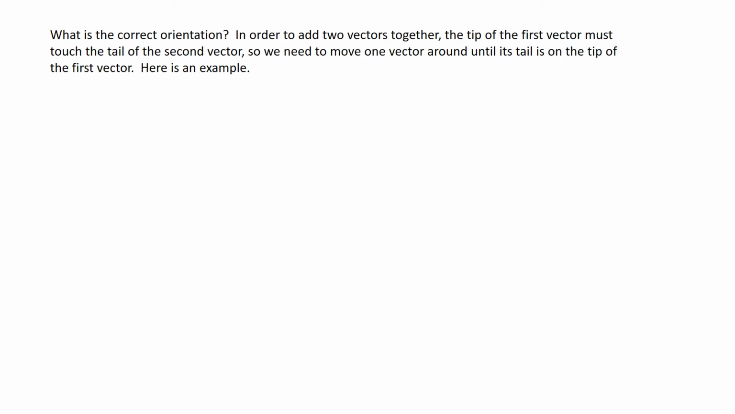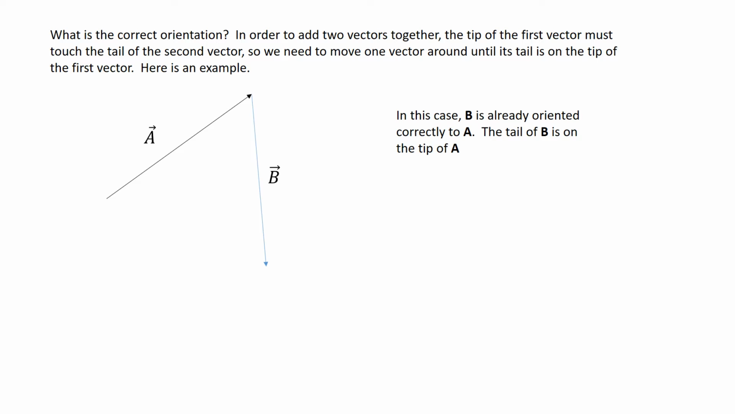What is the correct orientation? If I want to add two vectors together, the tip of the first vector must touch the tail of the second vector. So we need to move one vector around until its tail is on the tip of the first vector. Here's an example. There's vector A, there's vector B. In this case, B is already oriented correctly to A. The tail of B is on the tip of A.